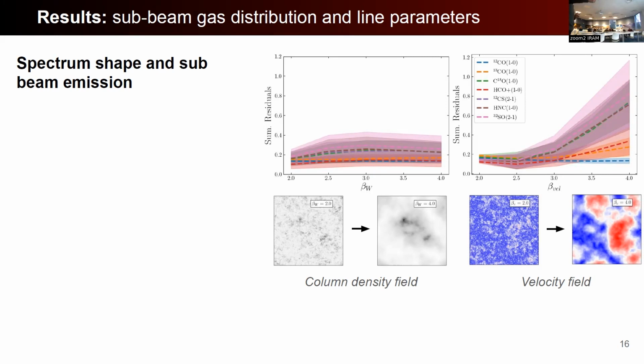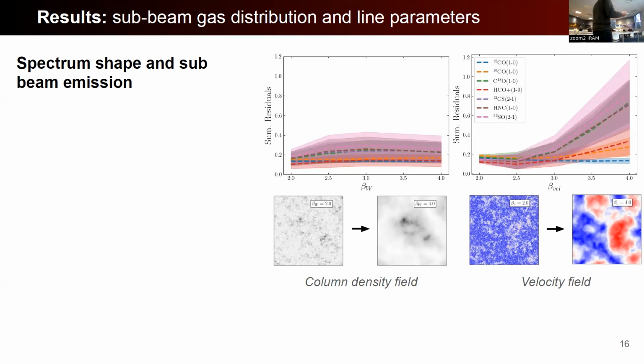So this plot on the right shows how well the cloud average spectrum can be fit by a Gaussian. The y-axis shows the sum of the residuals. If the sum of the residuals increases, the fit is poorer, so the spectrum is more complex. As you can see, if we increase the index of the velocity field, the spectral complexity increases. This is especially the case for denser gas tracers such as CO or CS, and not really the case for 12CO in blue.